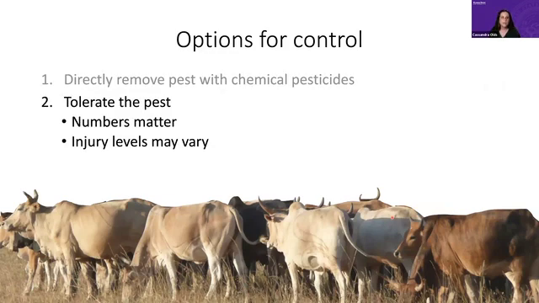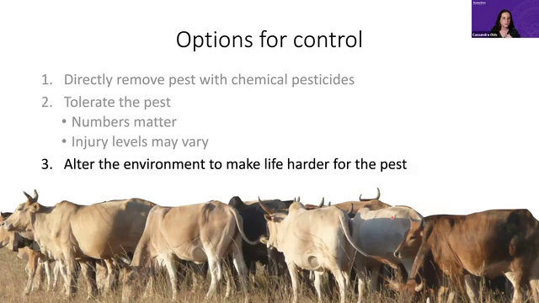Maybe you'll tolerate it for as long as possible. This is depending on the numbers, and each animal is slightly different. So we have this number of 200 flies per animal, but that's just an average. Each animal is going to respond differently to parasitism. And maybe if we're super good, we might alter the environment a little bit to make life harder for the pest.